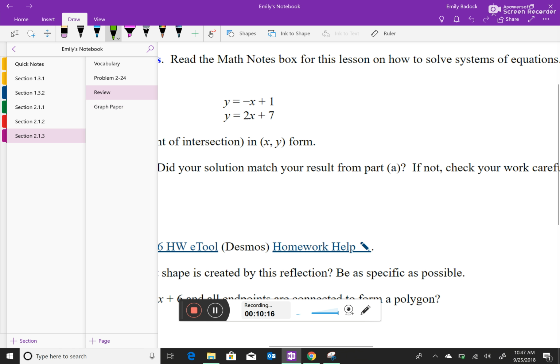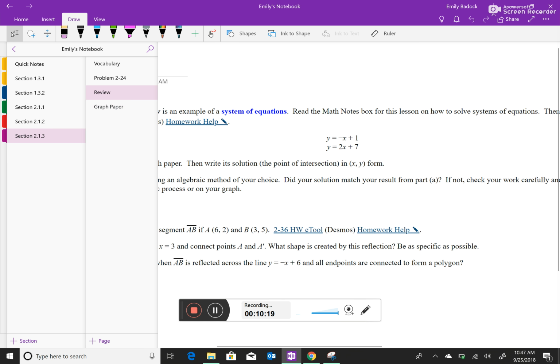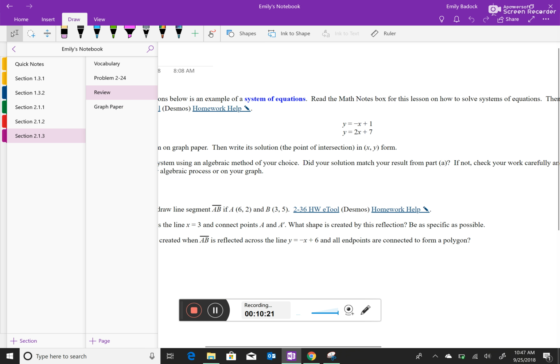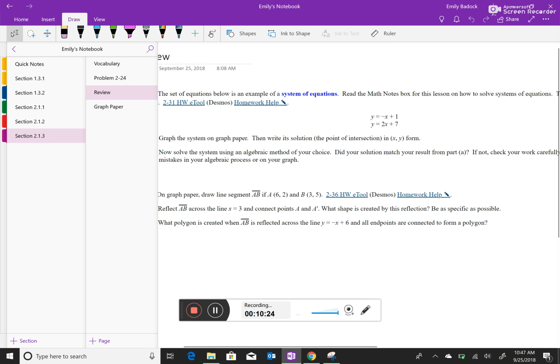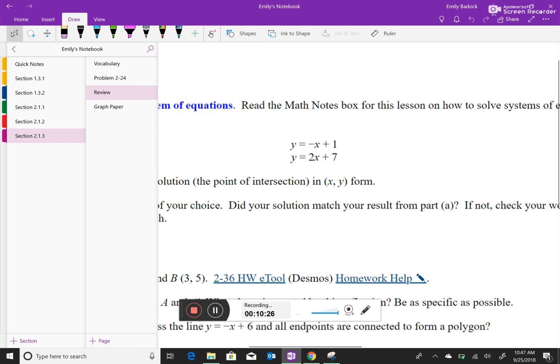And what we are going to do is substitution. So it says, doing an algebraic method of your choice, did the solutions match your result from part A? So if I have something equals y up here and I have something equals y down here, that means they're both equal to y, obviously. So if they're both equal to y, that means that they're both equal to each other.